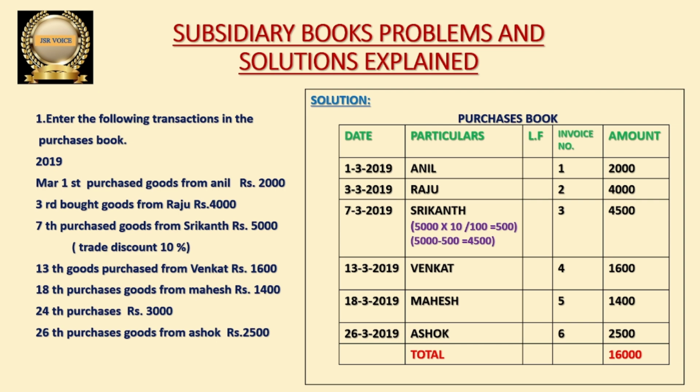And let us go to 26th date, purchased goods from Ashok 2500. So here they are purchasing goods from Ashok, goods only, name of the person is given, and it is not cash purchase because cash word is not mentioned anywhere. So it is satisfying all the three conditions, we can record in the purchase book. So you can see in the date column 26th date, and in particulars column Ashok, invoice number 6, amount column 2500.